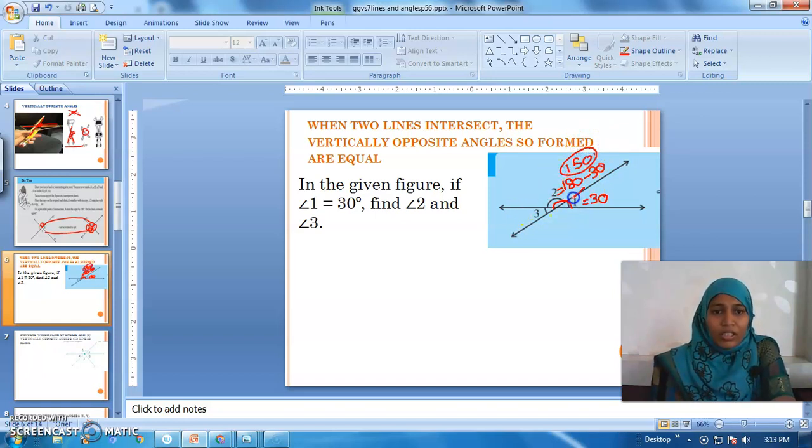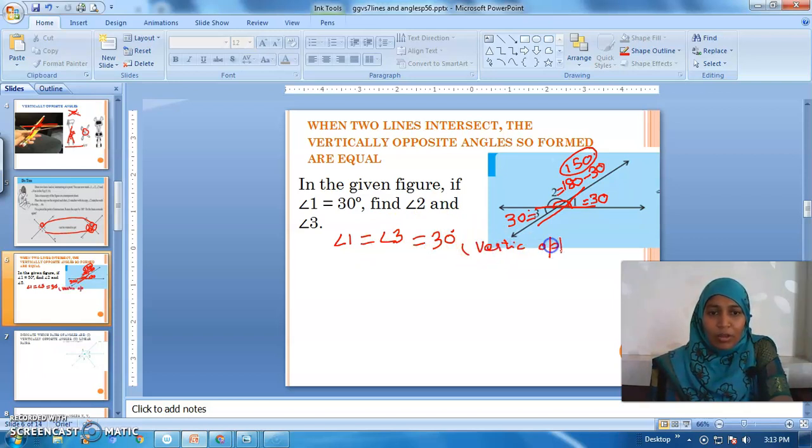Now, these two lines are intersecting. They form vertically opposite angles. So, vertically opposite angles are equal. So, angle 3 is also 30 degrees. To write in steps, you will write angle 1 is equal to angle 3 is equal to 30 degrees. Why? You have to write completely: vertically opposite angles are equal.